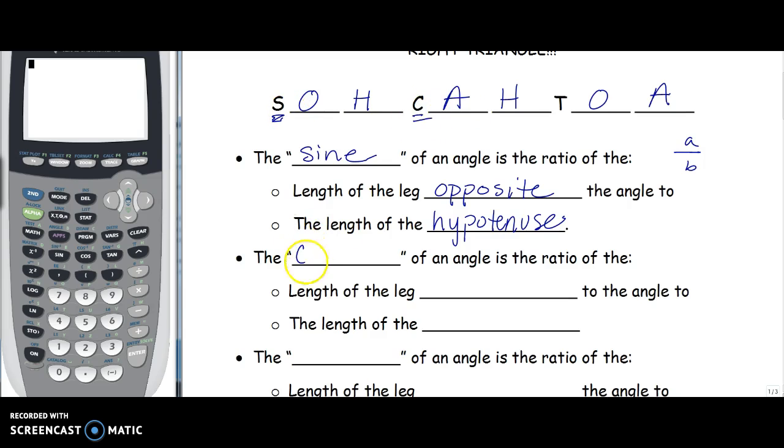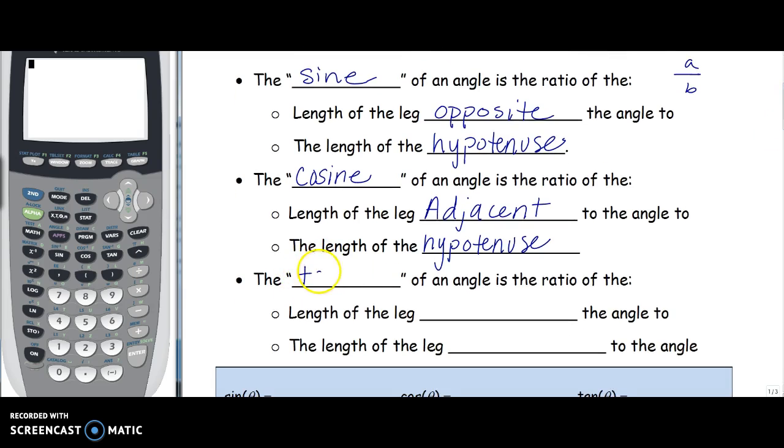CAH is the cosine of an angle, is the ratio of the length of the leg adjacent to the angle to the length of the hypotenuse. And then the T represents the tangent. So the tangent of an angle is the ratio of the length of the leg opposite the angle to the length of the leg adjacent. Okay, so SOH CAH TOA is something that we need to remember.